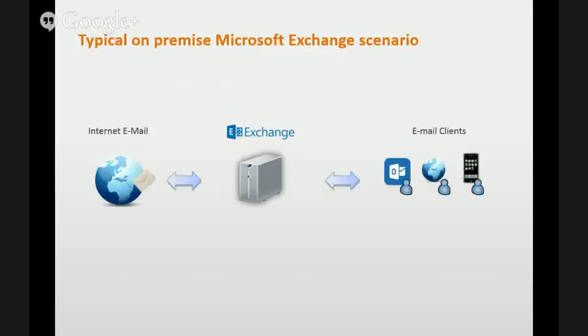So how does MailStore work? Well, what I want to introduce here is a very basic scenario for an on-premise Exchange server. So this hopefully is familiar to everybody. You've got your server on site. Internet email arrives and is sent via an internet gateway. So we've got SMTP email coming in generally into Exchange, and then their email clients connect also into Exchange.